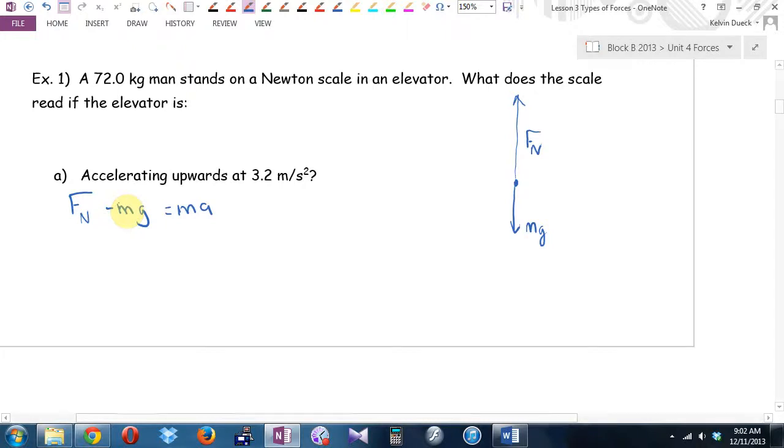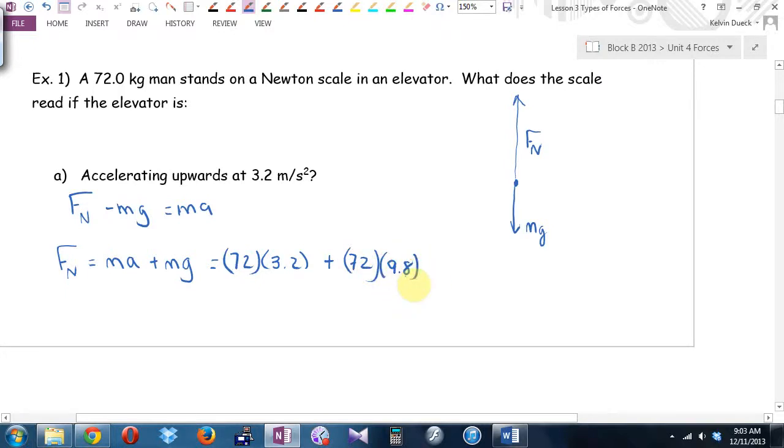Cole, what did you say this question's asking me to find? Not what the scale reads. Sorry? Get the normal force by itself. Yeah. I think the normal force is going to be ma plus mg. Did they tell me the mass? Yeah. Did they tell me a? 3.2. Did they tell me the mass? Yeah. g? 9.8. Why not negative 9.8?